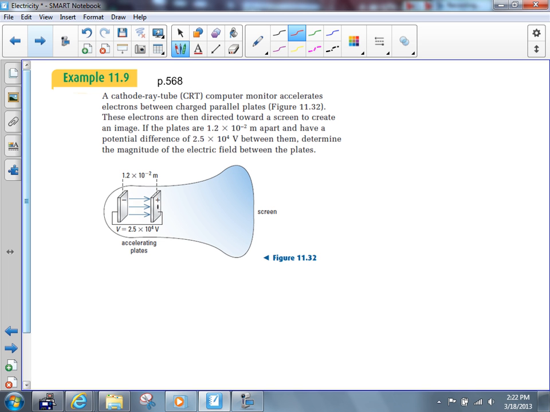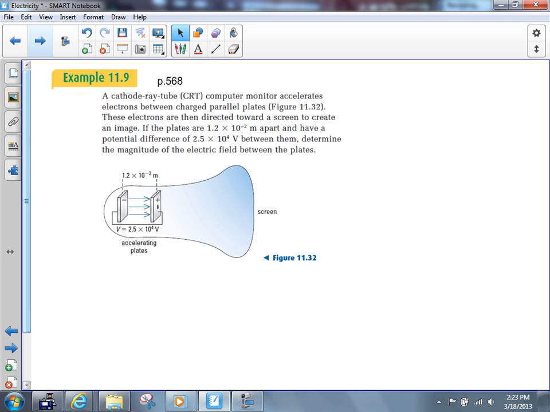It says a cathode ray tube computer monitor accelerates the electrons between two charged parallel plates. These electrons are then directed toward the screen to create an image. The plates are this far apart and they have a potential difference of 25,000 volts between them. What's the magnitude of the electric field between the plates?